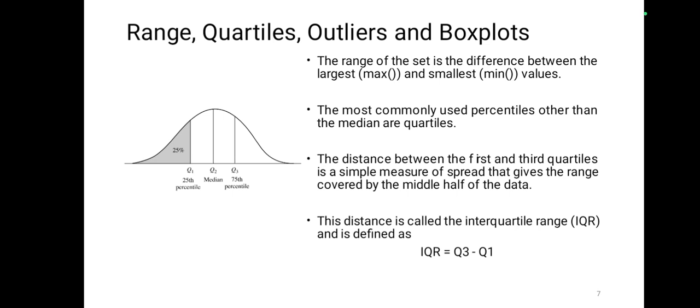So the distance between this Q3 and Q1, I will leave the mid one. This is called IQR. So you can specify the range. The interquartile range, basically this is the formula: Q3 minus Q1.